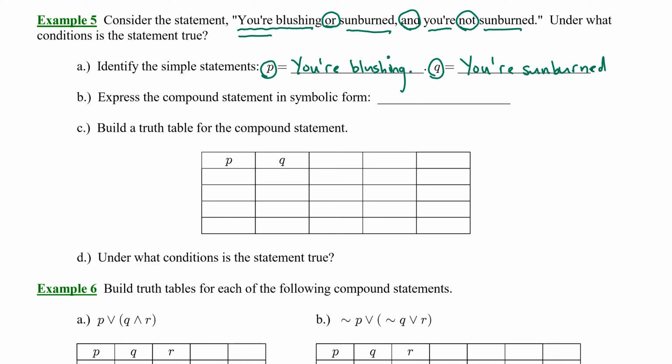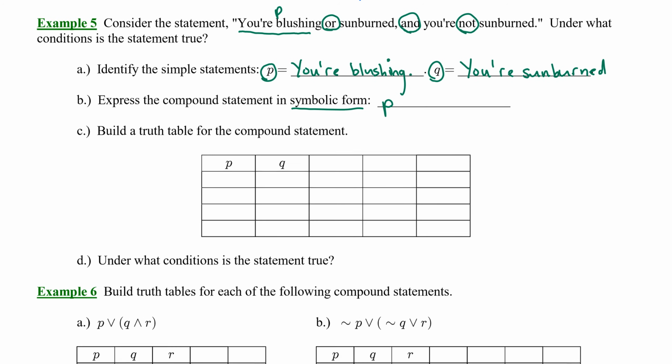Now, what we want to do is take our compound statement that we have up here and express it in symbolic form. So let's give it a try. We have you're blushing. That is statement P. So I'm going to start with statement P. Then we have our connective or. The symbol for or looks like a little V. Sunburned, which completes this idea, you are sunburned. That is the statement Q.